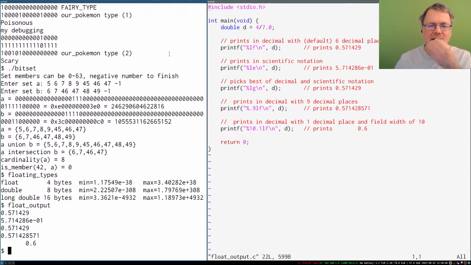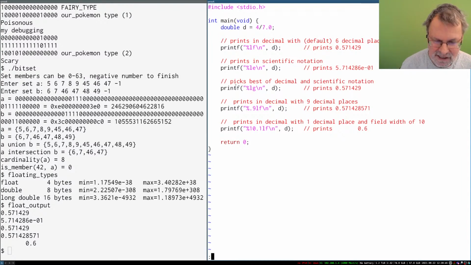Alright, that's printing out floating point values. That's assigning one. It all looks lovely. What now then?